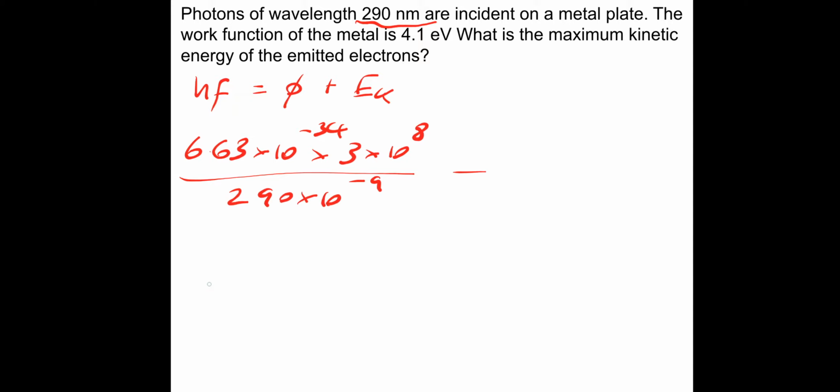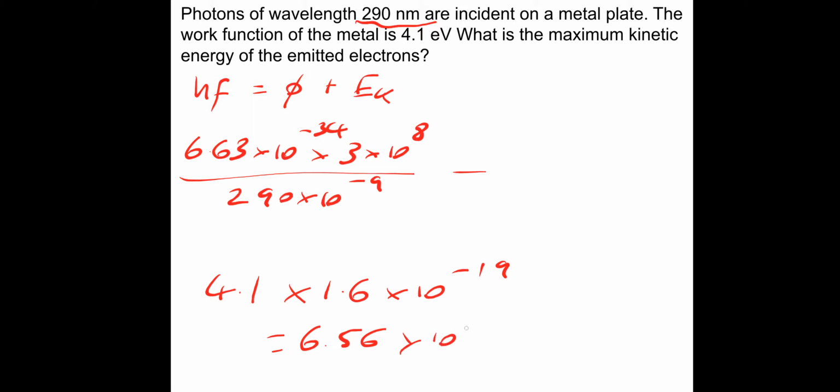Just below here, I'm going to convert the 4.1 eV into joules. So it's 4.1 electron volts multiplied by 1.6 times 10 to the minus 19. So that gives the work function in joules of 6.56 times 10 to the minus 19 joules.